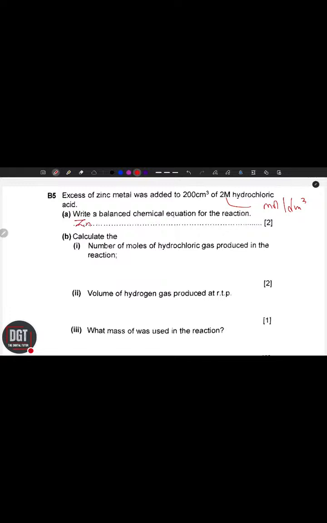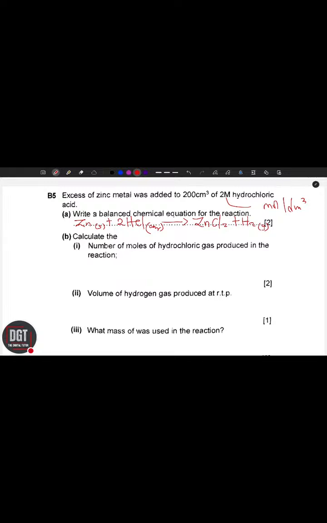So zinc, which is solid, plus hydrochloric acid, which is aqueous. Metal and acid, what is formed is a salt and hydrogen. So zinc displaces hydrogen, and zinc has a valence of 2. So zinc chloride, plus hydrogen gas. Is it balanced? Zinc 1, chlorine, so I put a 2 here, chlorine 2, hydrogen 2, hydrogen 2. So it's a balanced equation. As simple as that.